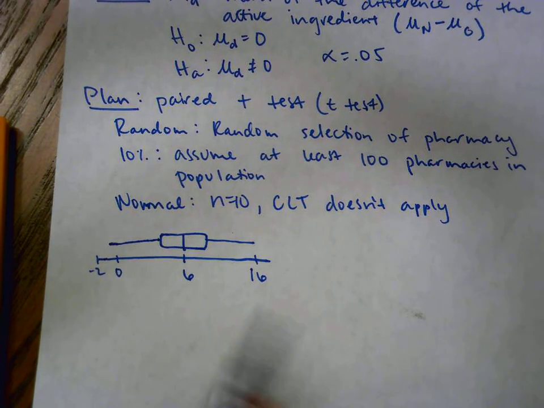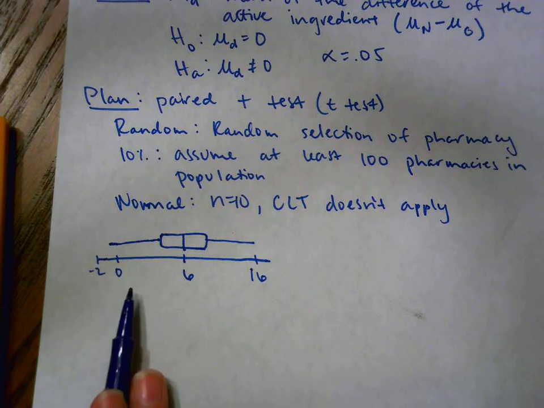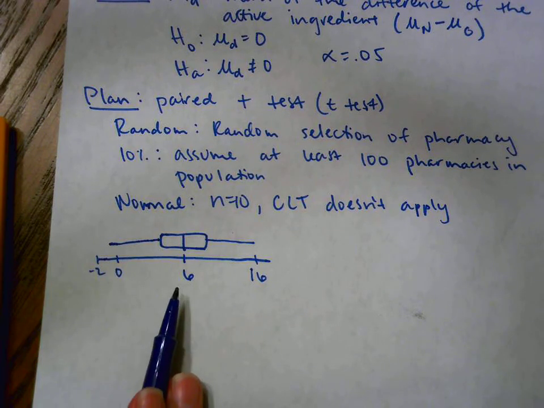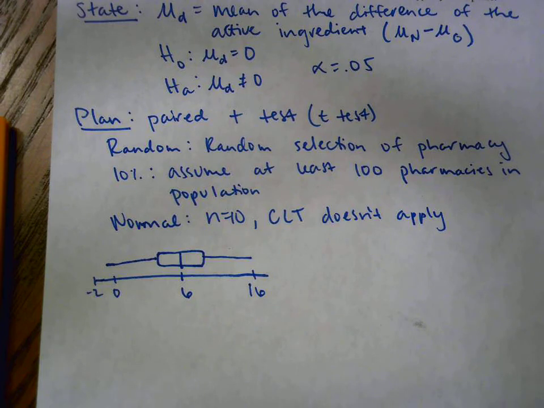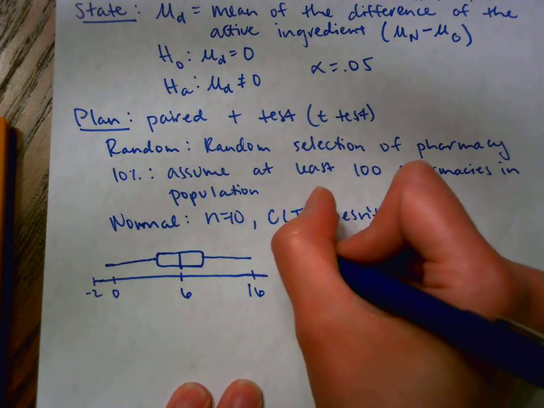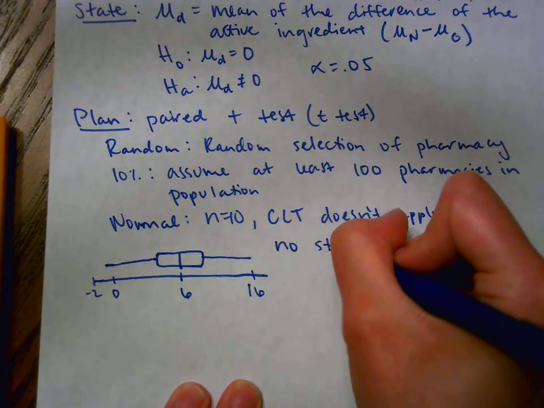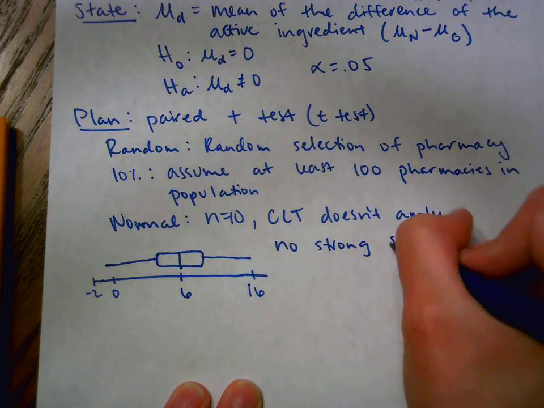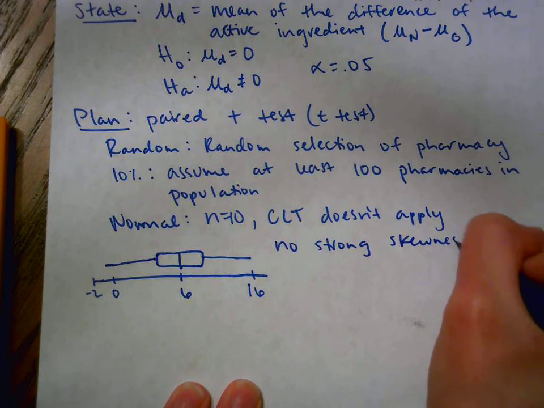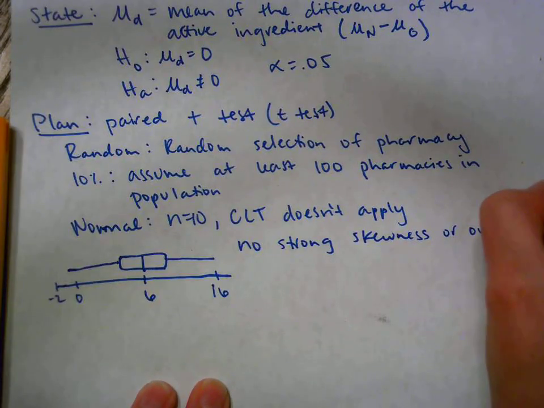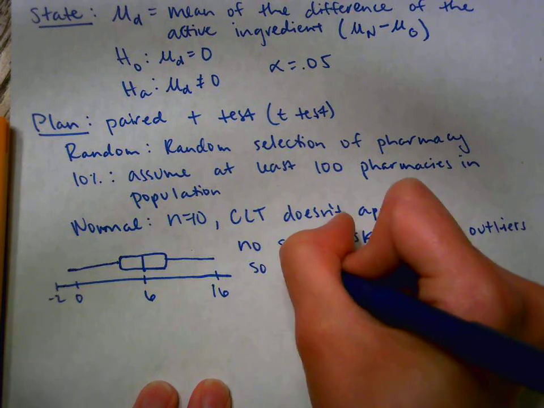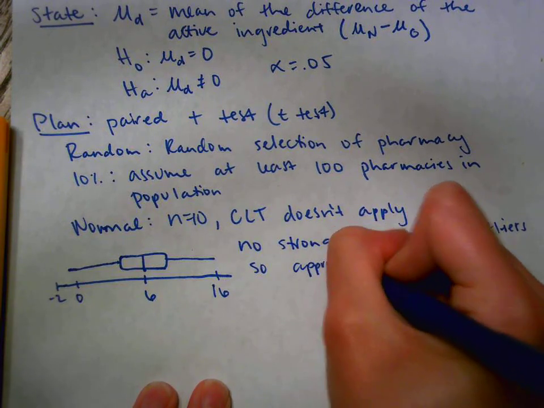And then we can say, no, I did not scale that well, as you can see, but hopefully you would scale that better on your actual AP test. And then we can say no strong skewness or outliers, so approximately normal.